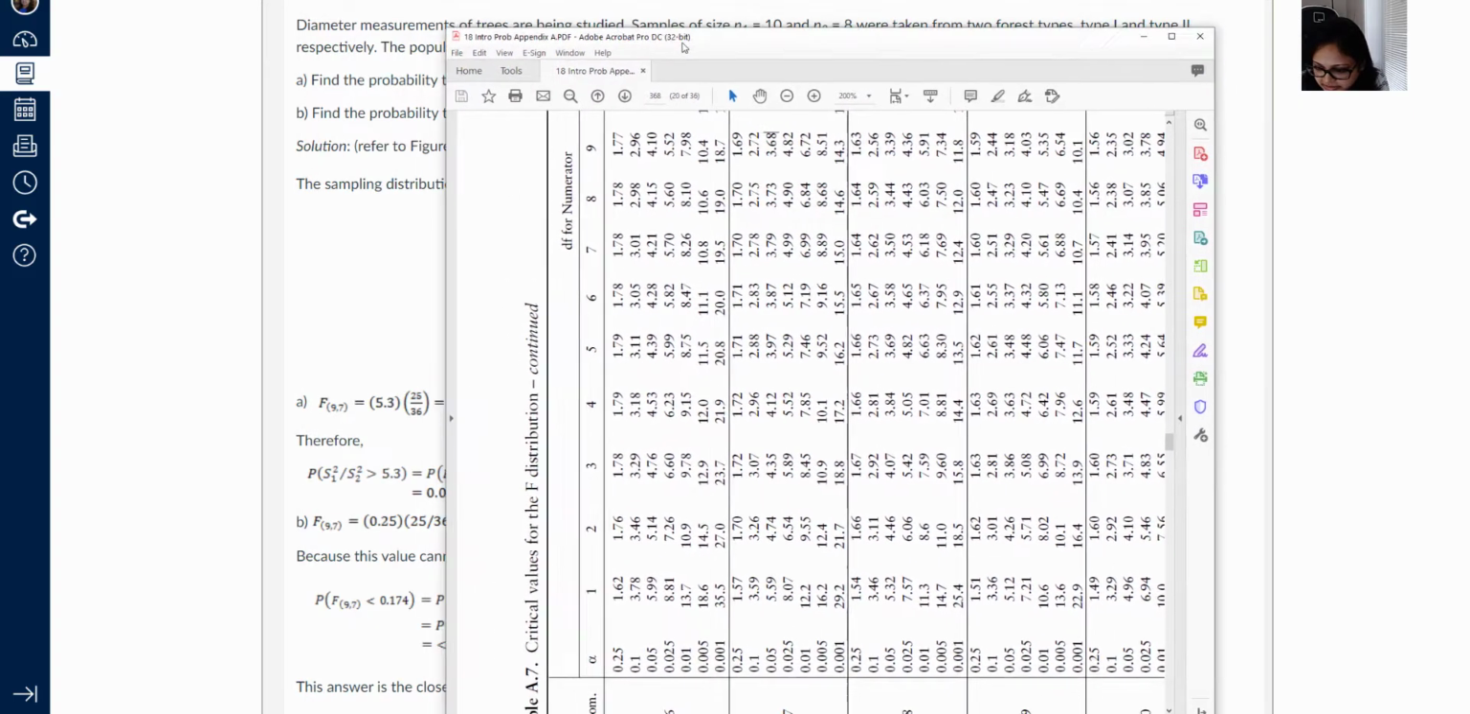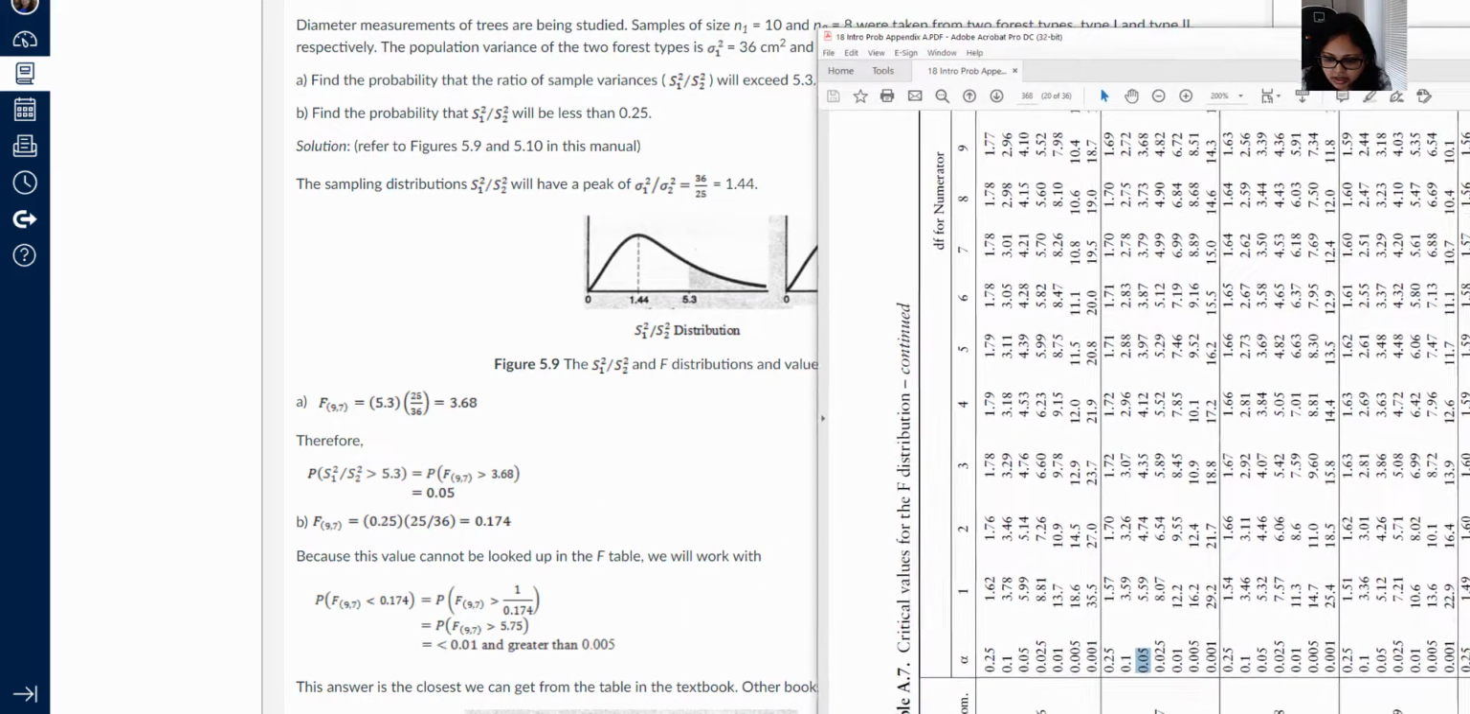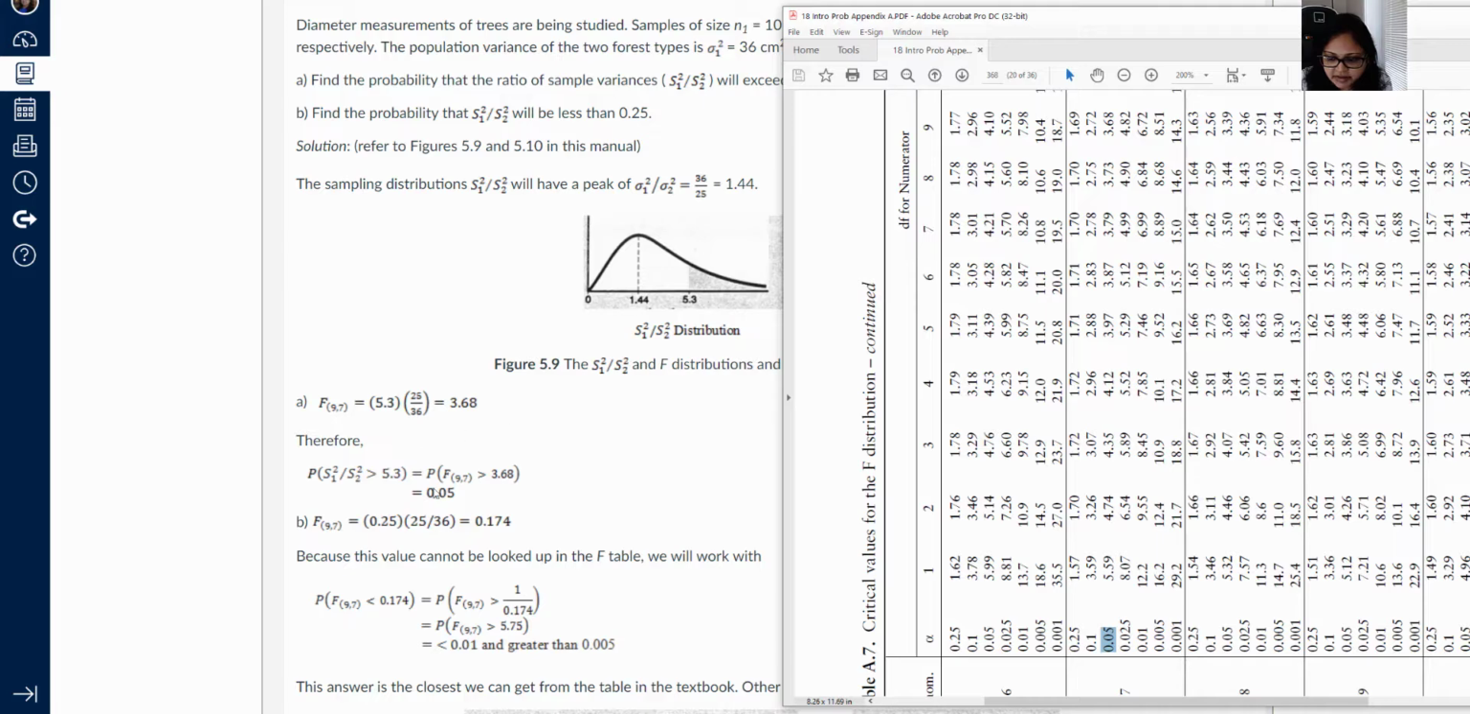So for 3.68 the probability is 0.05, so we can directly use that. If you cannot find the exact value, you can use the closest value. So we just took that value, let's keep it here, and then we used it on our statistical value, so that for more than 5.3 the F statistic is 3.68 and the probability is 0.05. Okay, so this is how we can find that.